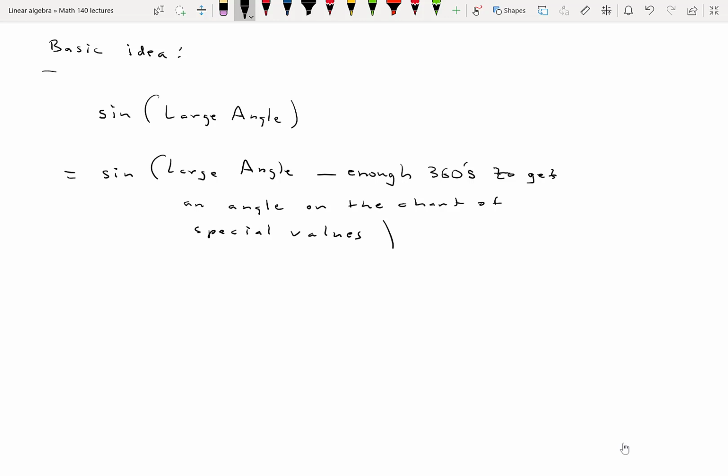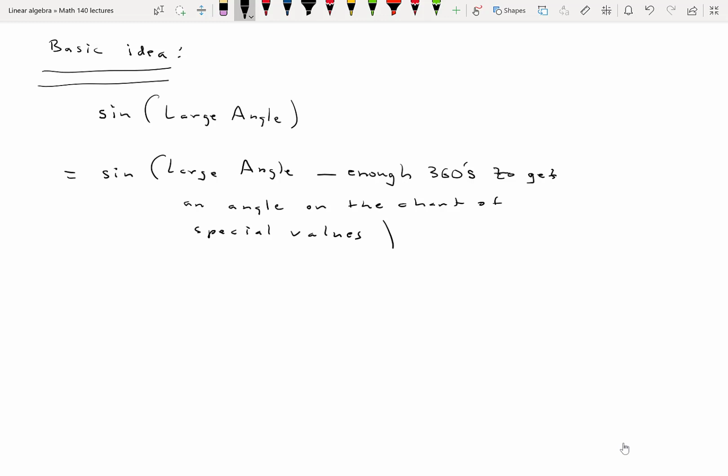So what's the basic idea with those 12 identities? Here it is. Suppose we have, and this could be any trig function, I just picked the sine, the sine of a large angle, or any angle that's not on the chart of special values. The idea we just looked at, that trig functions of coterminal angles are equal, is that the sine of a large angle equals the sine of that same angle minus enough 360s to get an angle that's on the chart of special values. Then you just pick off the sine from that.